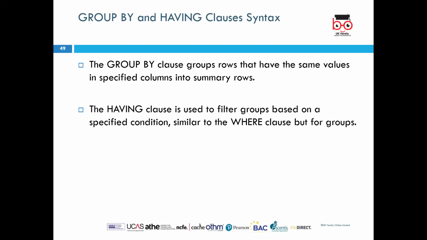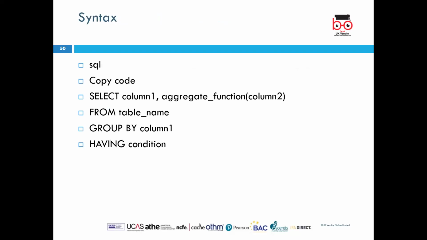Group by allows us to group rows that have the same value in a specific column into a summary row. So this is the simple syntax that we have to use when we group, for instance, by column or rows.